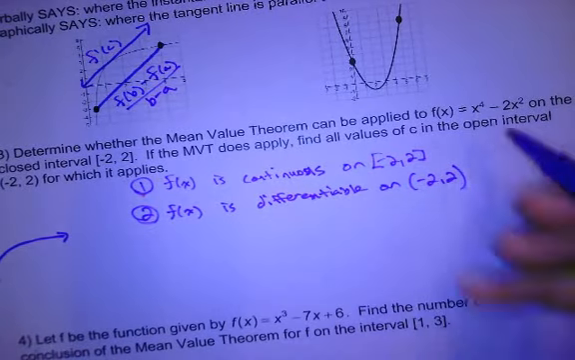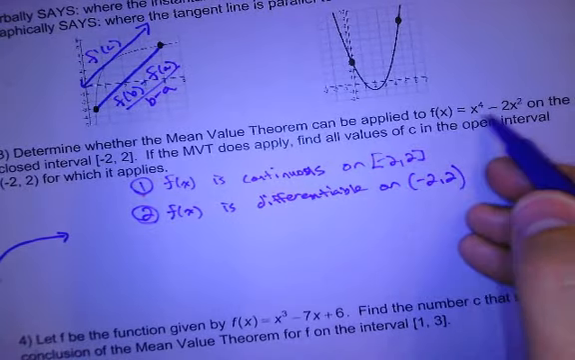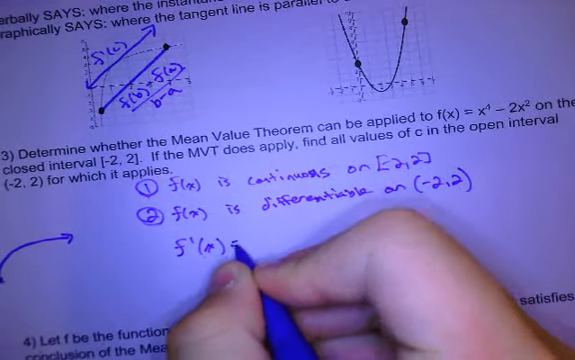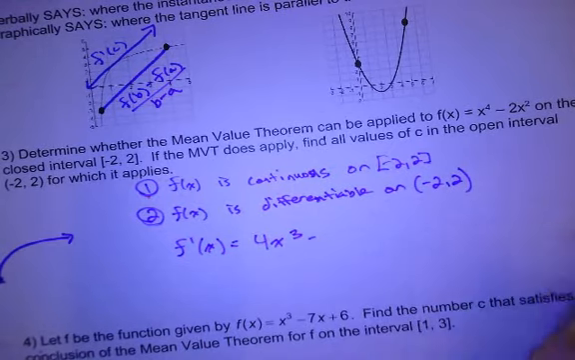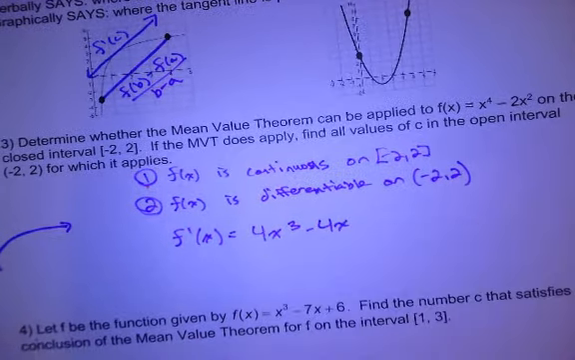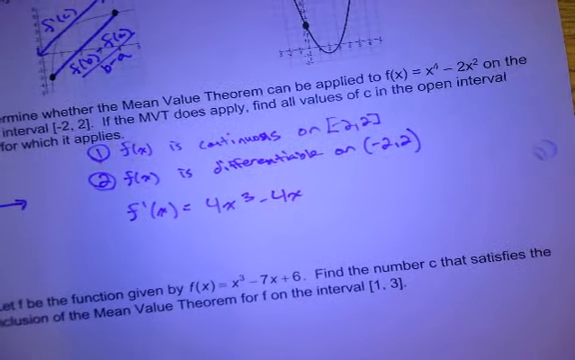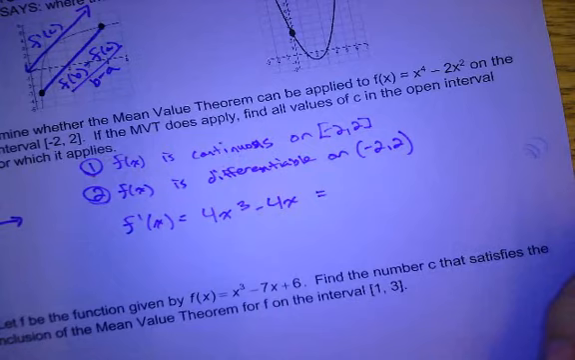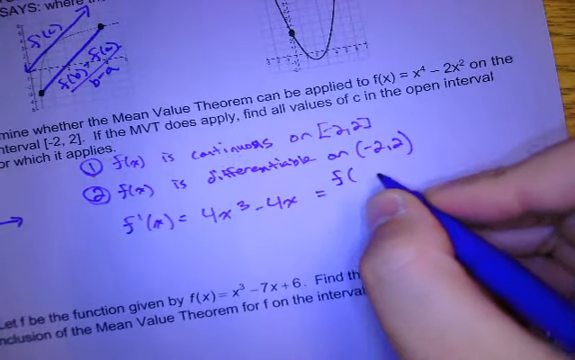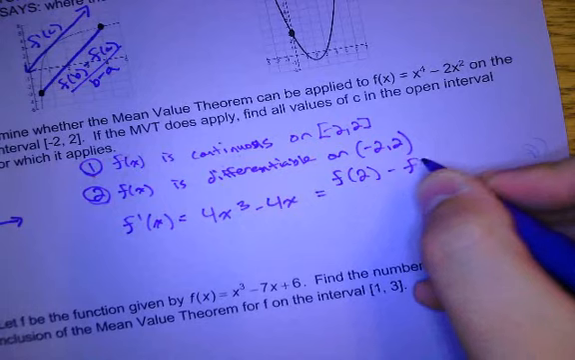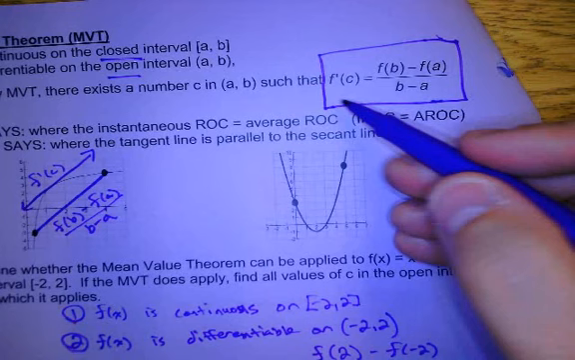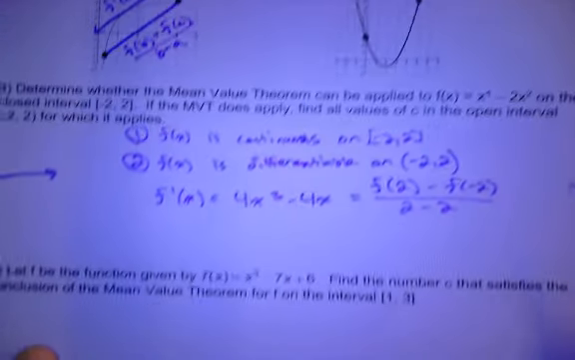Okay, so what I need to do now is find the derivative of this. So what is the derivative of this? f prime of x is equal to 4x cubed minus 4x. And then I need to set this equal to f of 2 minus f of negative 2 all over 2 minus negative 2. And that's all I'm doing, is this right up here. I took the derivative, setting it equal to the average rate of change.